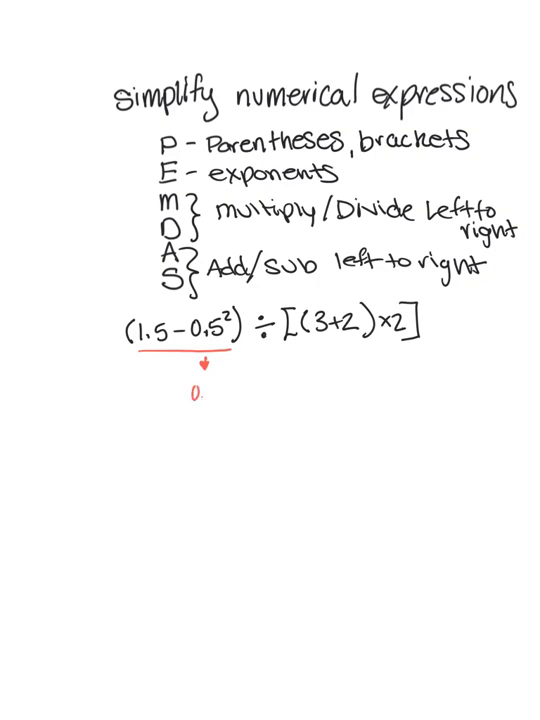So I have 0.5 times 0.5. In my calculator, I'm going to type 0.5 times 0.5. This is squared, so you are taking the base number and multiplying it by itself. When you do this, you come up with 0.25. So then I'm going to rewrite my original problem around that.